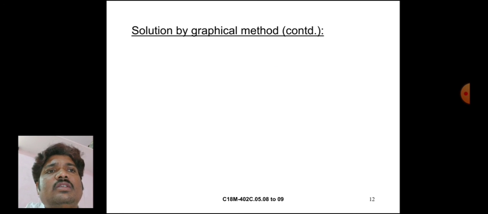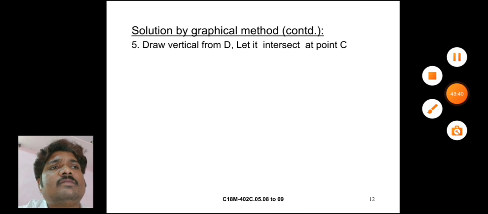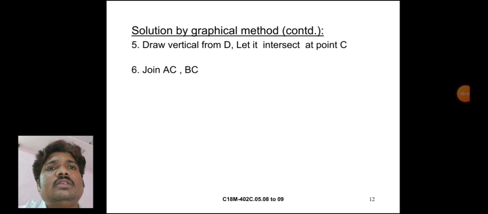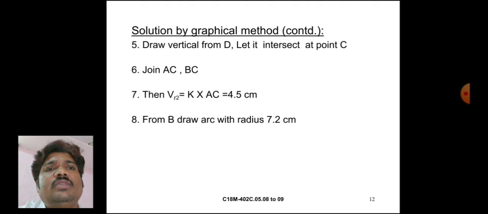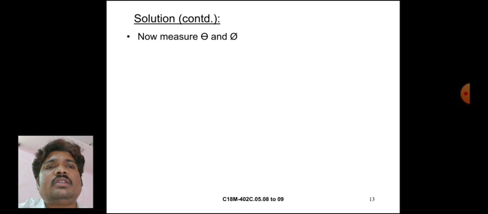Draw a vertical from D and let it intersect at point C. Join AC and BC. Then VRT is equal to K into AC, which is 4.5 centimeter. From B, draw an arc with radius 7.2 centimeter. Draw a vertical from A; the intersection point is E. Join BE. In this solution, now measure theta and phi.